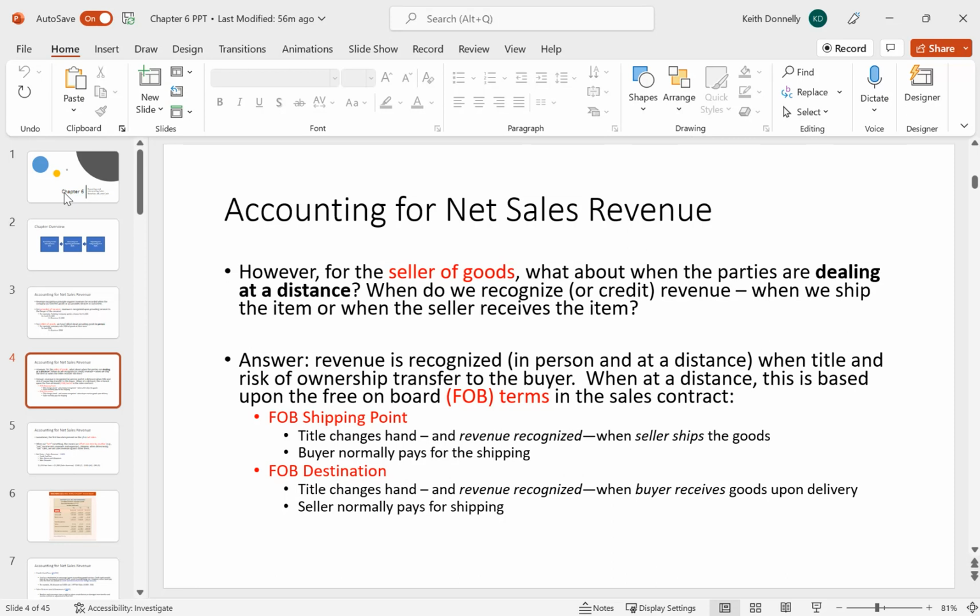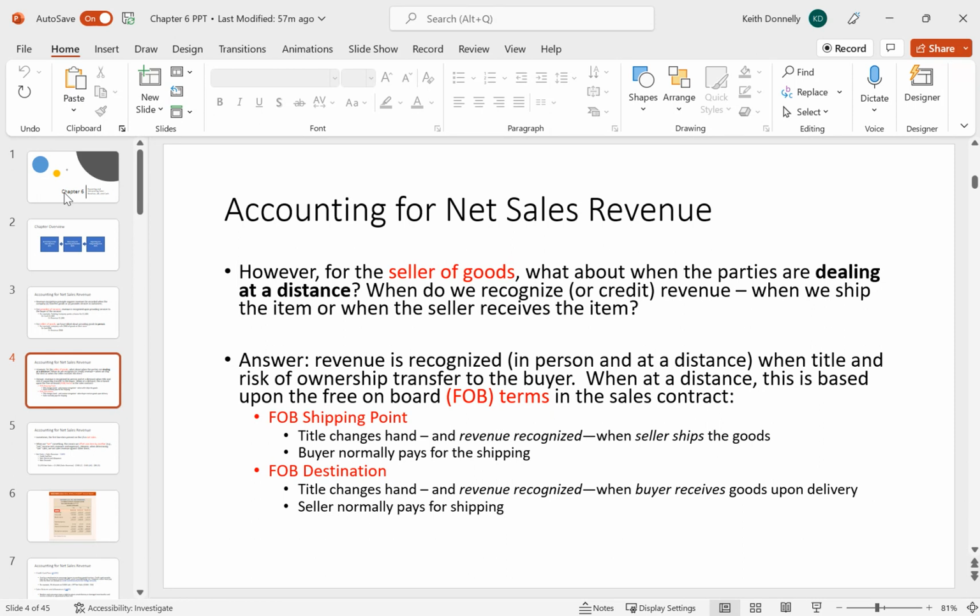It also controls these FOB terms, risk of loss. So like when title transfers, that's when risk of loss transfers. So for example, if I was shipping a watch or something, right? And it was FOB shipping point. Once I ship it, bam, credit revenue, it's now yours.